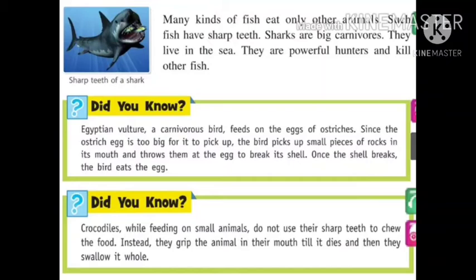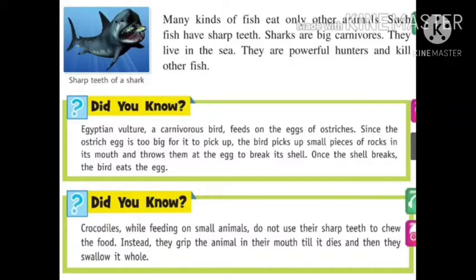Many kinds of fish eat only other animals. Such fish have sharp teeth. Sharks are big carnivores. They live in the sea. They are powerful hunters and kill other fish. So we can see here the fish. There are many kinds of fish. They eat other animals. For example, shark is a very big carnivore.